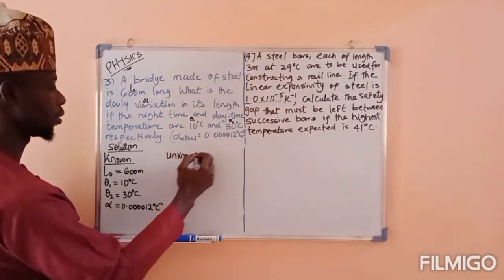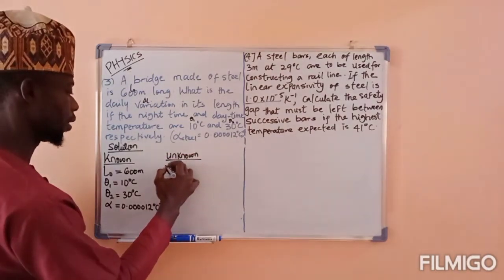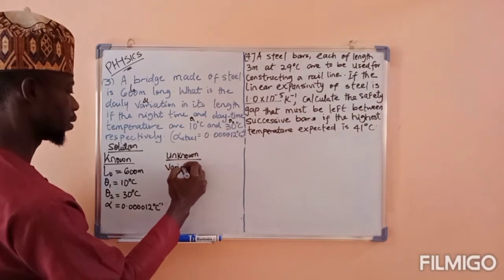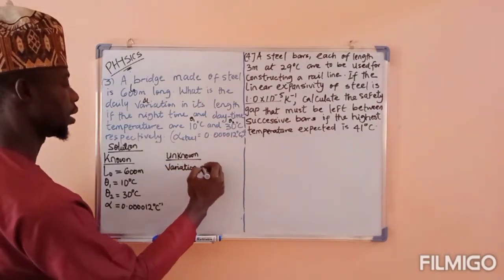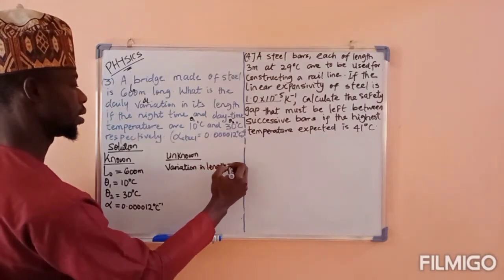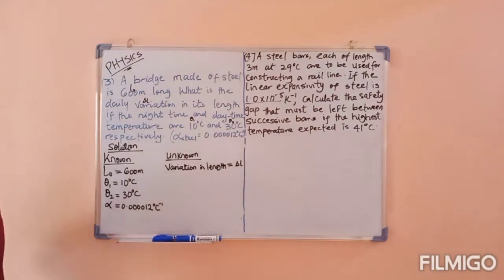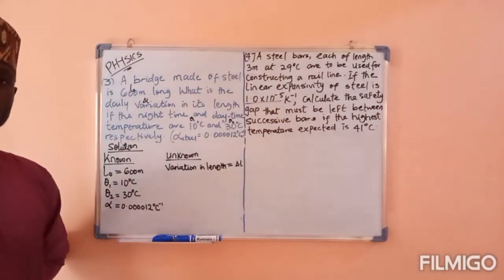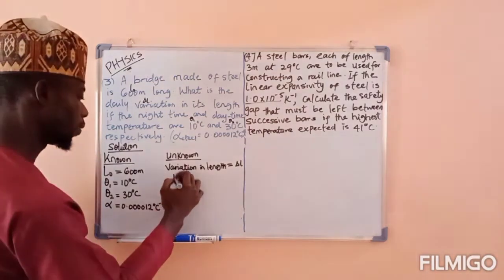So what is the unknown? The only unknown I have is what? Variation in length, which is the same thing as my change in length. Are we together? So the next step is to recall your formula.